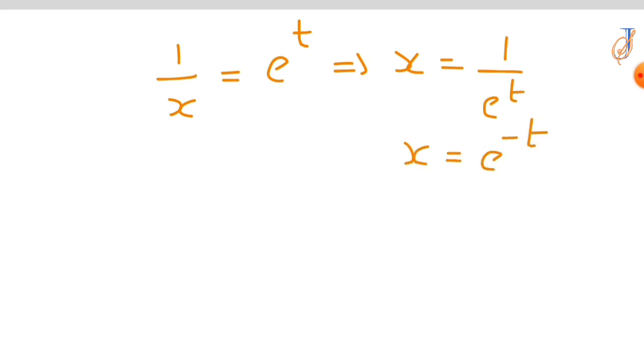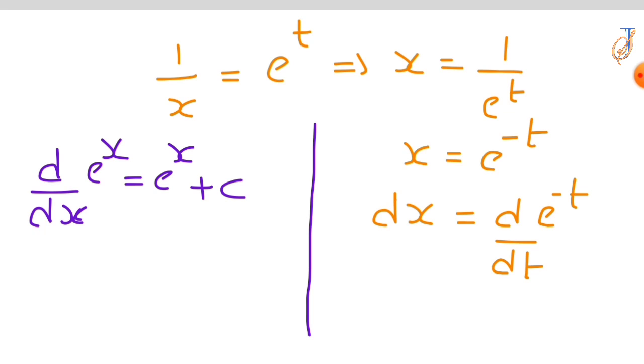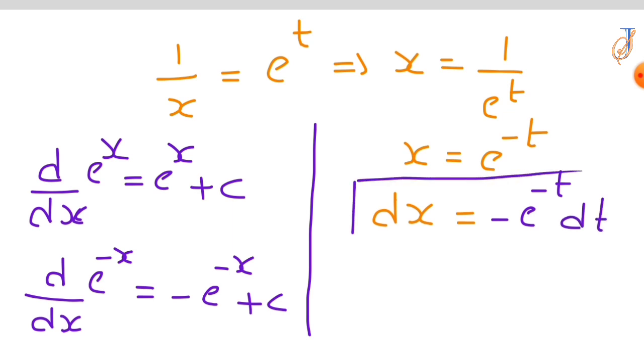If we differentiate, then dx equals, recall the derivative of e power x. The derivative of e power x is e power x only. But here we have a negative value in the power. So what about that? The derivative of e power minus x is minus e power minus x plus c. So the derivative of e power minus t becomes minus e power minus t dt. So we found the dx value.